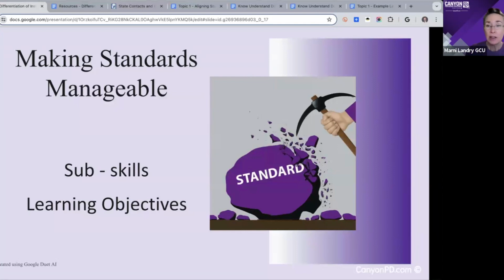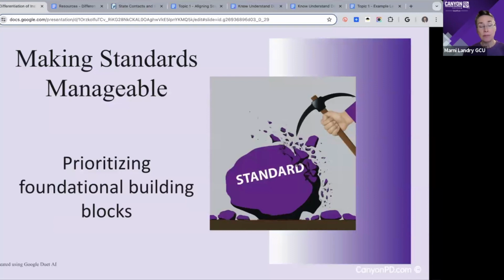We're going to take individual standards and break them into sub-skills and learning objectives. Some of those standards have multiple skills and multiple learning objectives. It's not about making the standard itself smaller. It's about isolating teachable pieces within the larger picture of mastery. Think about the picture here with the standard as a boulder. Instead of carrying the entire boulder, it's breaking it into rocks and carrying each individual rock. But I'm not diminishing the standard itself.